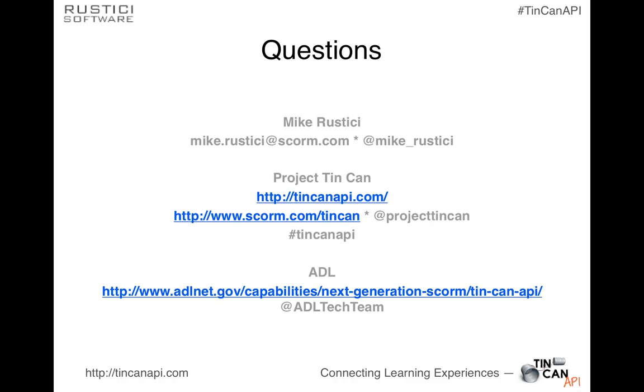And so I read that to say, is Tin Can API backwards compatible with SCORM? I'd say the Tin Can API can do everything that SCORM could do, and it can do more. But it's not going to be strictly backwards compatible. If an LMS was to say, I'm Tin Can compatible but not SCORM compatible, your SCORM courses will not work in that LMS.